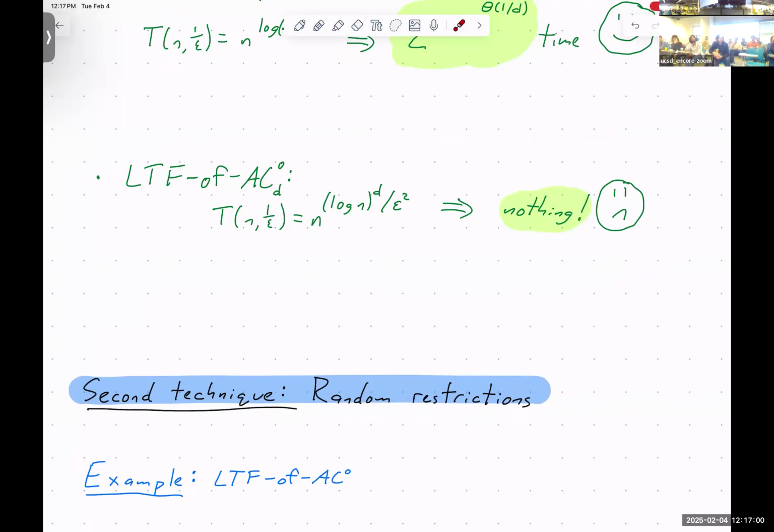But if you think a little harder than just using these uniform distribution results in a black box way, you can sometimes overcome these things. So we'll see that we actually can get a decent savings for LTF of AC0 with this other technique, which is based on random restrictions.